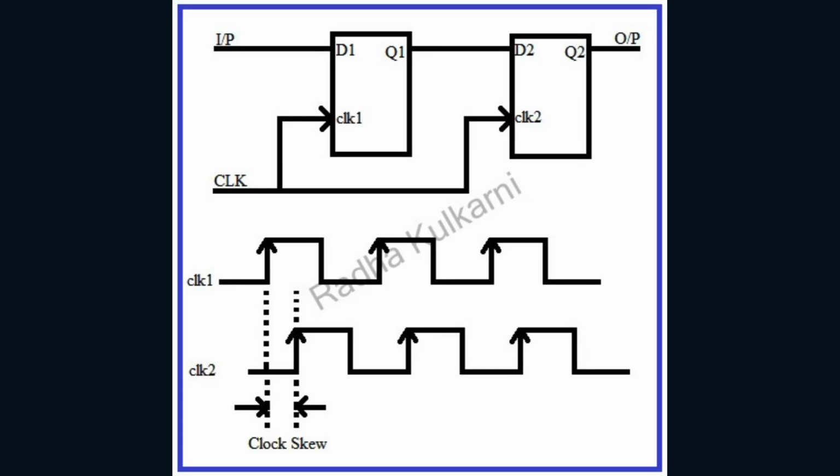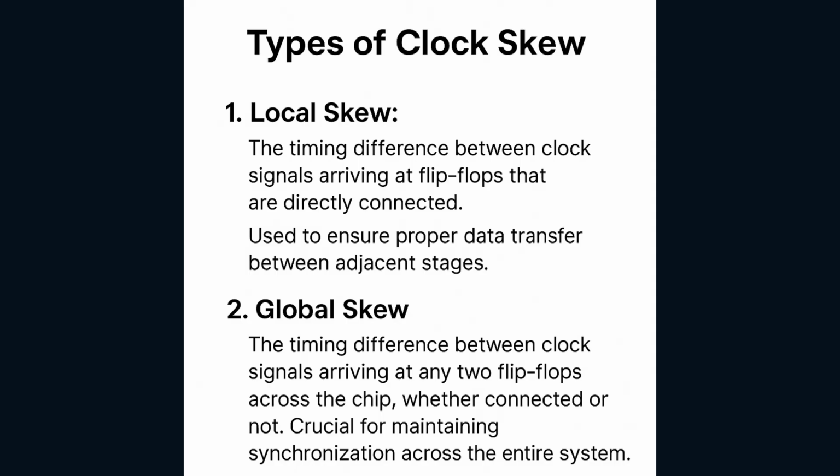Do designers categorize this skew somehow to try and manage it? Oh, definitely. It's not chaos. The goal is to prevent chaos. Managing it is crucial. We do categorize it mainly into two types. First, there's local skew. This is specifically the timing difference between clock signals arriving at flip-flops that are directly connected, like our A and B example. Super important for clean data transfer between stages.